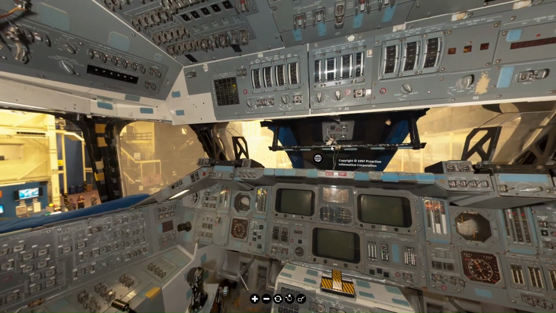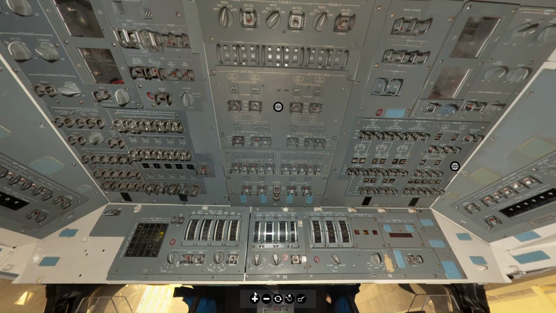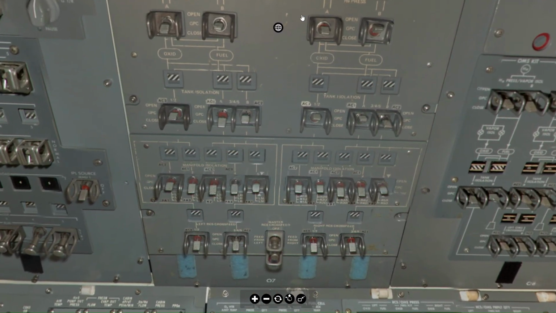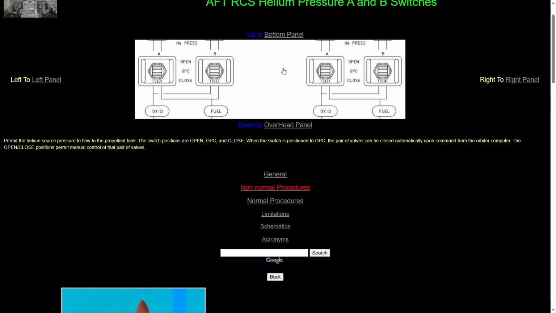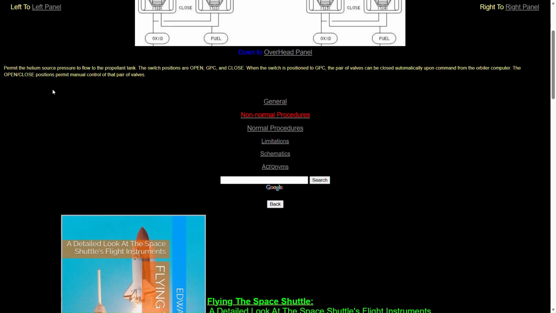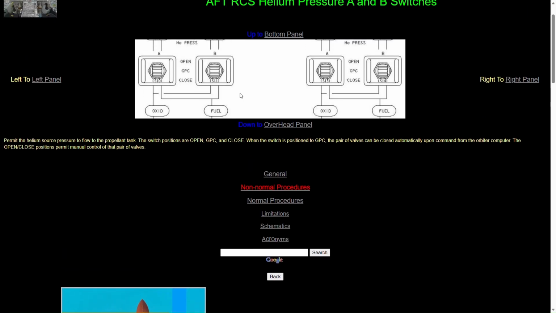The way that you do that is with this switch up here, which is the aft reaction control system helium pressure switch. When you click, it takes you to the aft reaction control system helium pressure A and B switches. What these switches do is permit the helium source pressure to flow to the propellant tank. The switch positions are open, GPC, and close. So this switch right here and this switch right here, the A and B, have open, GPC, and close.